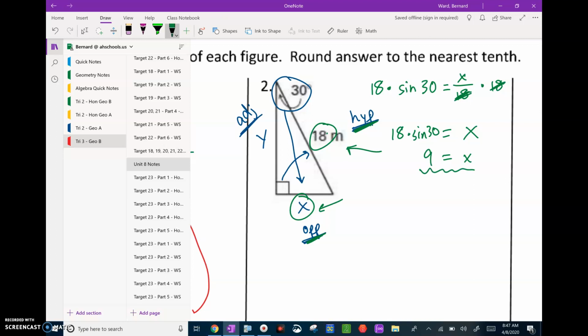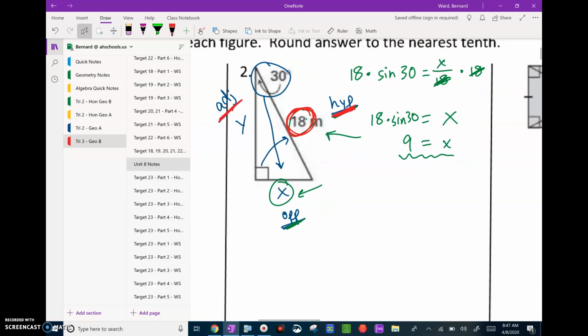So now let's find y. Y is our adjacent side. We want to use our hypotenuse as well, because that's where our 18 is, right? And so adjacent and hypotenuse is our cosine. And so for y, we'll set up cosine of 30 equals, and it's adjacent on top of hypotenuse, so y over 18. And then we get the same algebra as up above.